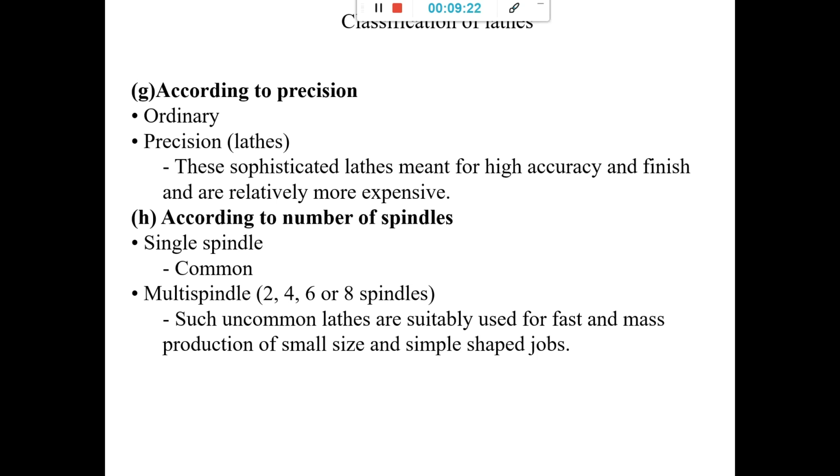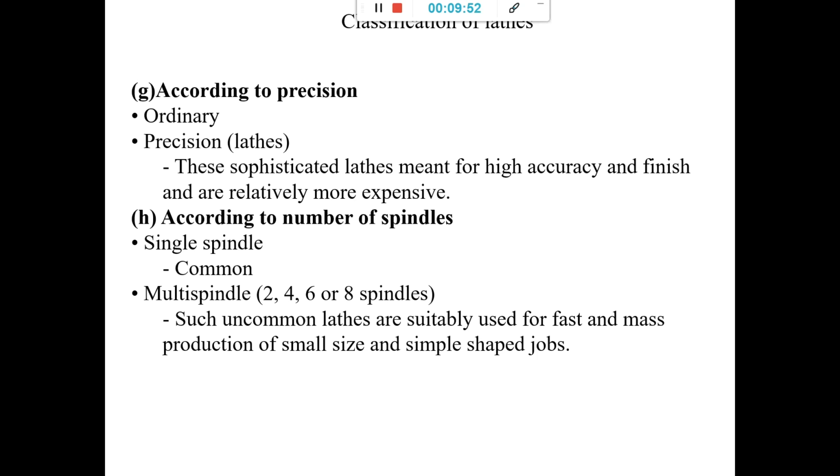Next is according to precision, how precise the operation is. According to that, the classification may be done. First one is ordinary lathe, next is precision lathe. These sophisticated lathes, that is precision lathes, are meant for higher accuracy and surface finish of the machined surface, and the process is relatively more expensive.